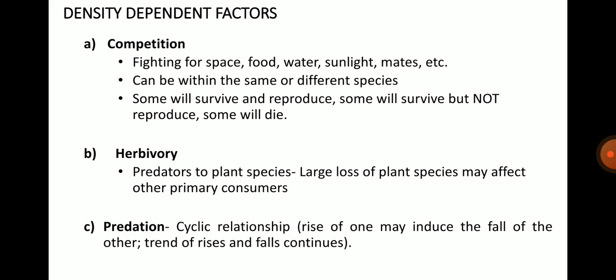Next being predation, where there is always a cyclic relationship between a predator, which is a quite strong and large animal, compared to a prey, which is a small meek organism. During this, the rise of one may induce the fall of the other, that is predator and prey. The trend of rises and falls continues.